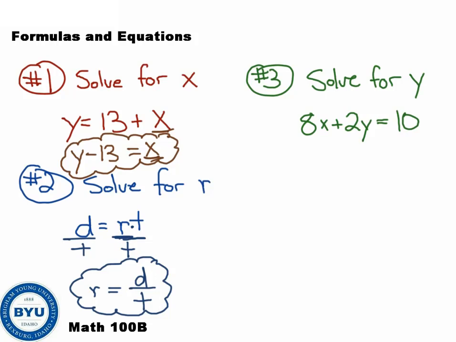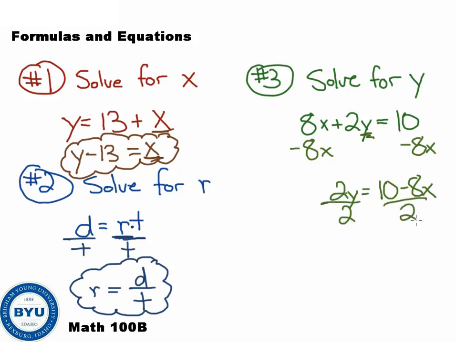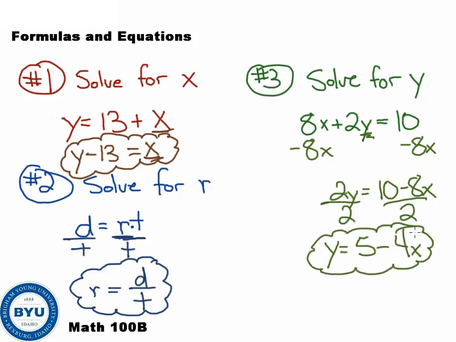On number 3, we want to get y by itself. That's our goal. And so to get y by itself, we're going to need to take care of this 8x. So minus 8x to both sides. And I get 2y equals 10 minus 8x. Okay, looking good here. Now we just need to get rid of this 2. It's being multiplied, so to undo it, we would divide by 2 on both sides. And we get y, let's see, 10 divided by 2 is 5, and 8 divided by 2 is 4x. That would be our answer for that one.